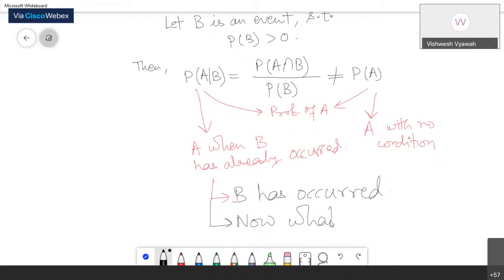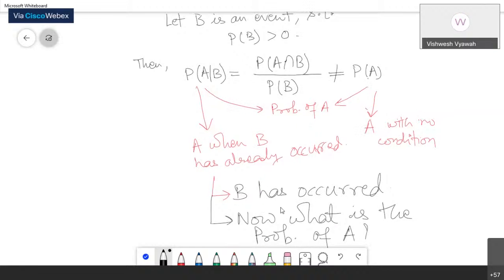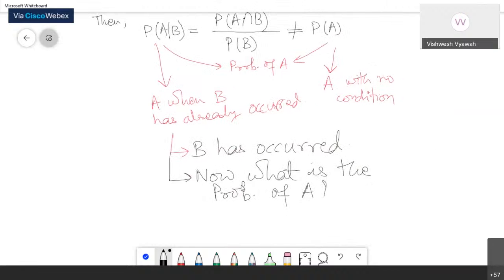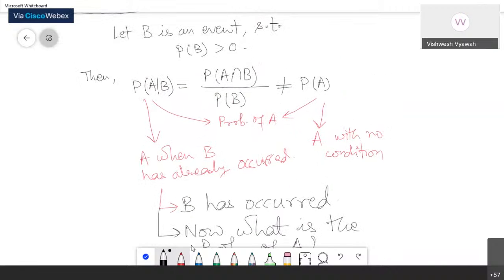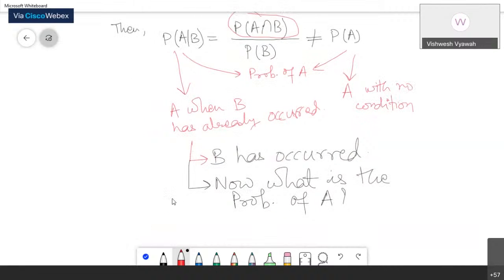Now, what is the probability of A? B has already occurred. Now, what is the probability of A? And that's why in the numerator, this A intersection B term is coming. Very important. Let's try to understand this with the help of an example.